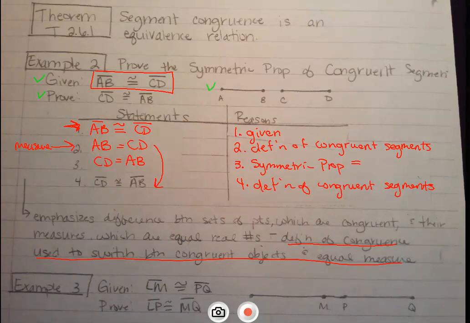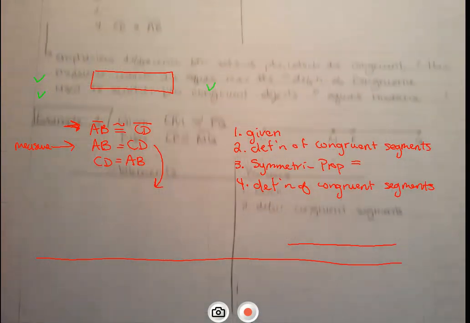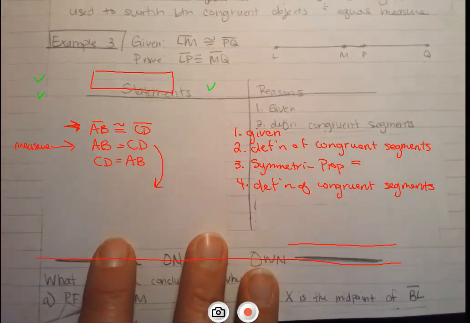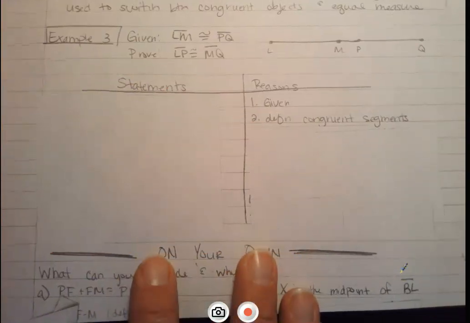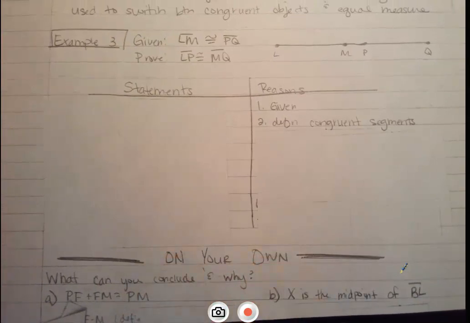Okay, let's try the next one and see what we can get on example 3. It's not clearing. Okay, there it goes. All right, so example 3, we're given segment LM is congruent to segment PQ, and we want to prove that segment LP is congruent to segment MQ. We just did some segment ones, and we used the definition of congruent segments, and look, it's showing up again here.